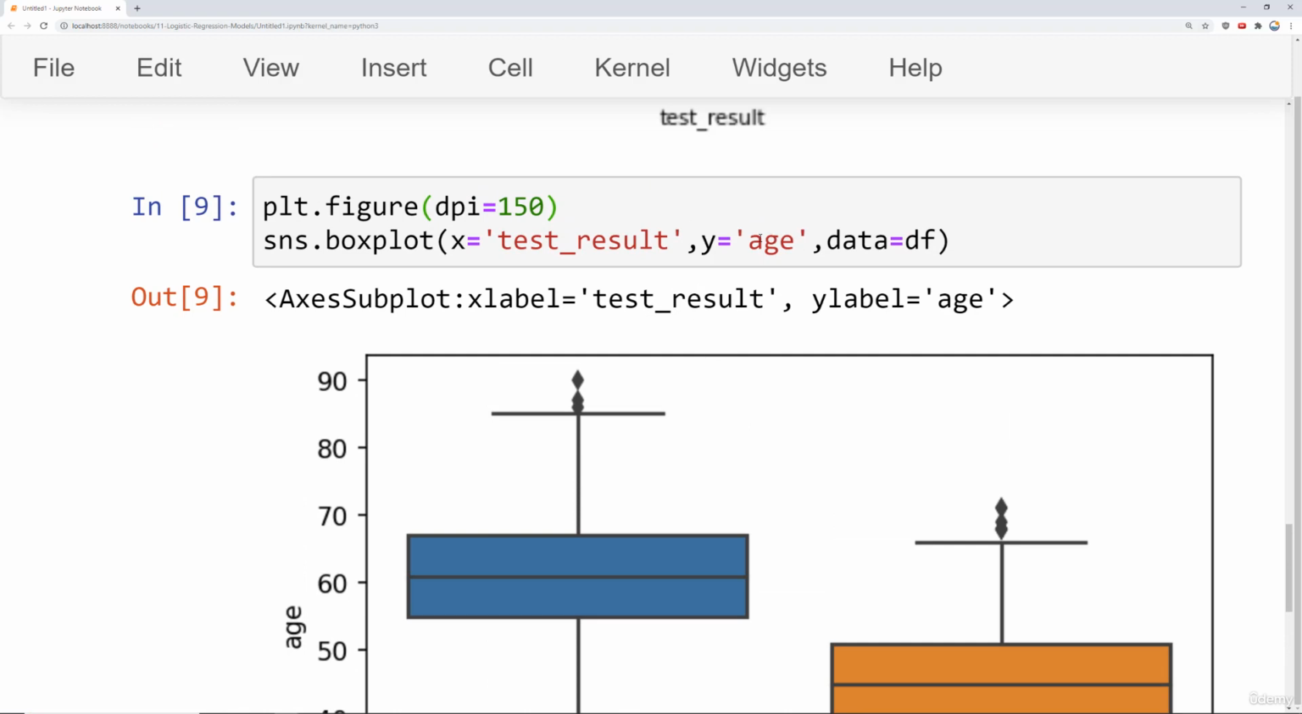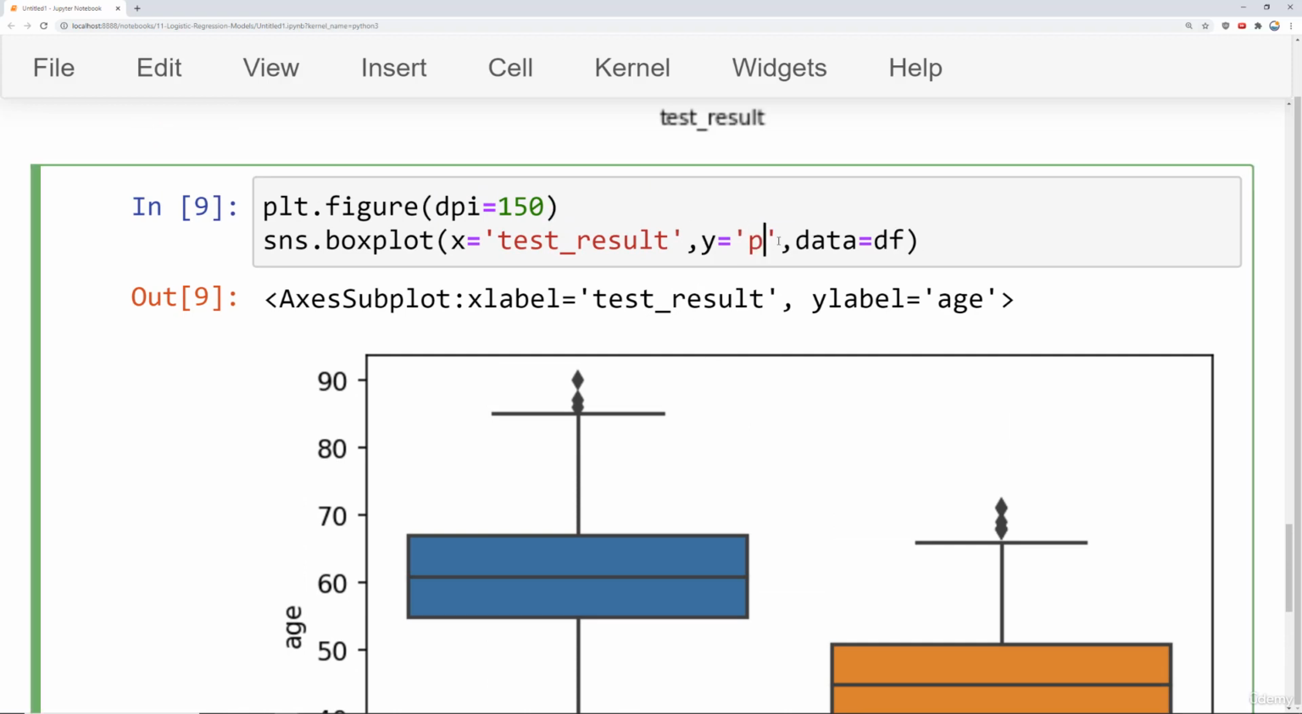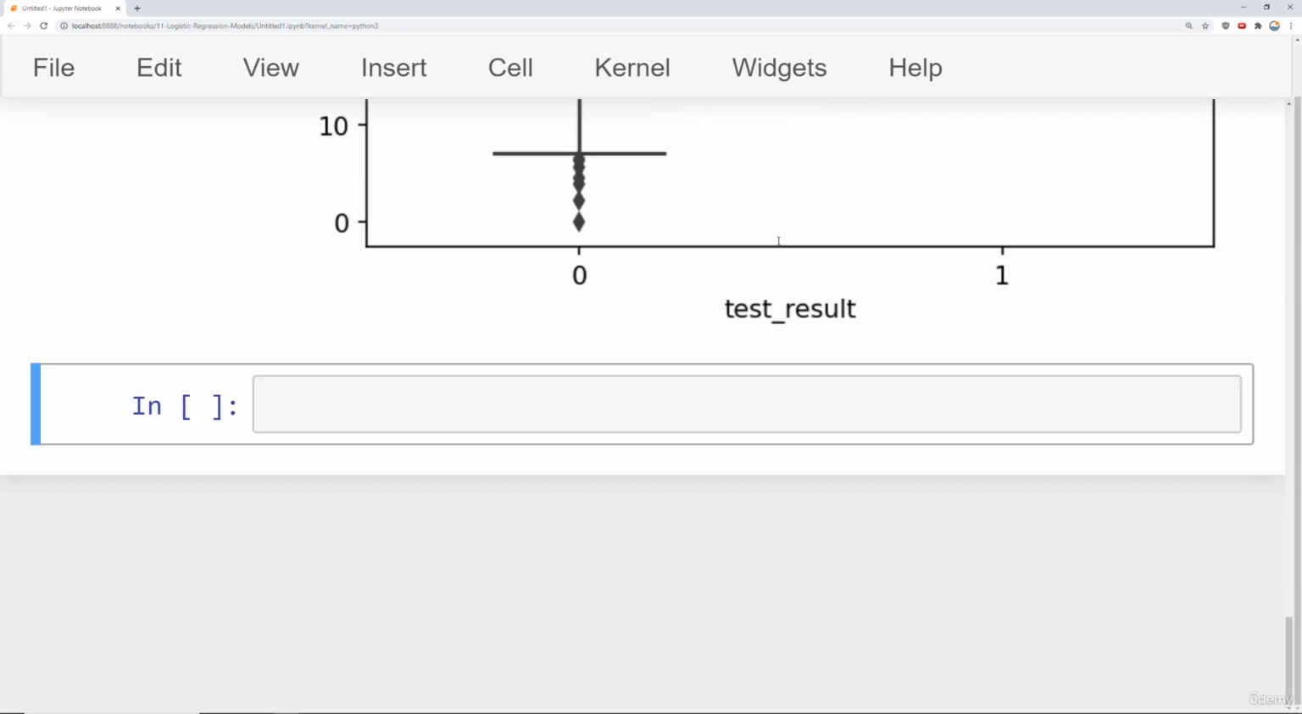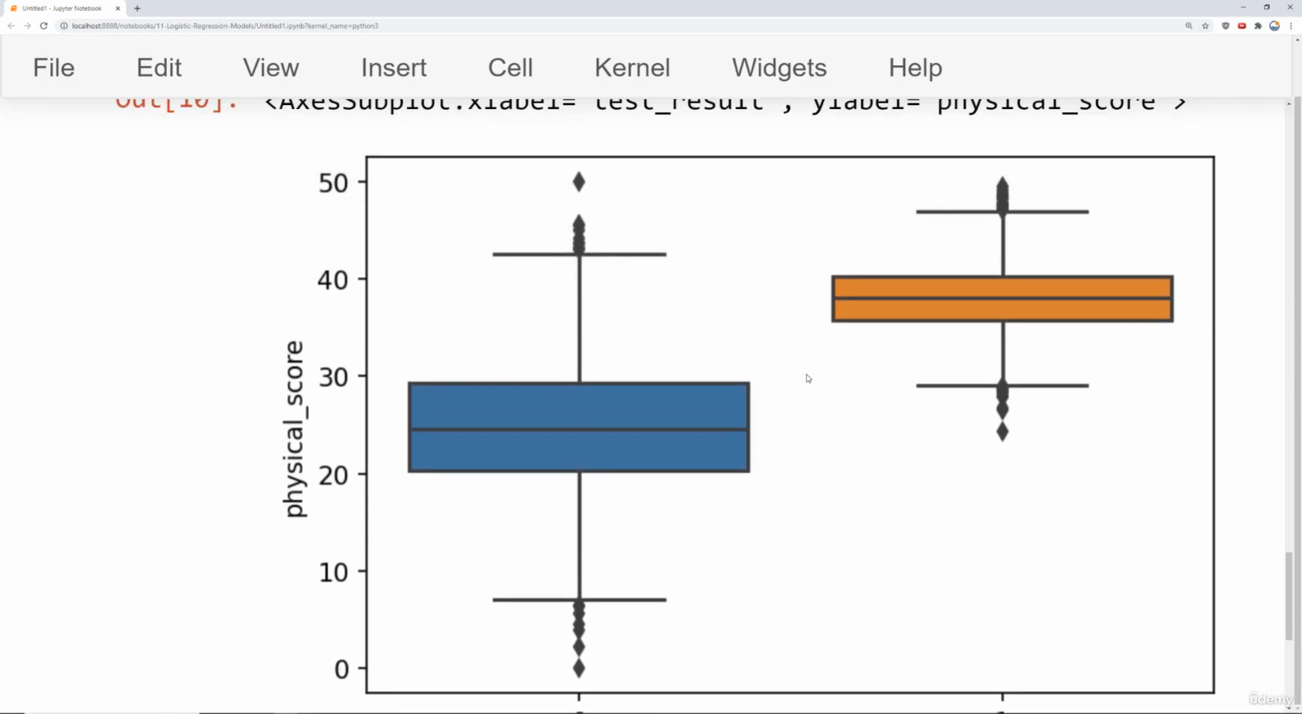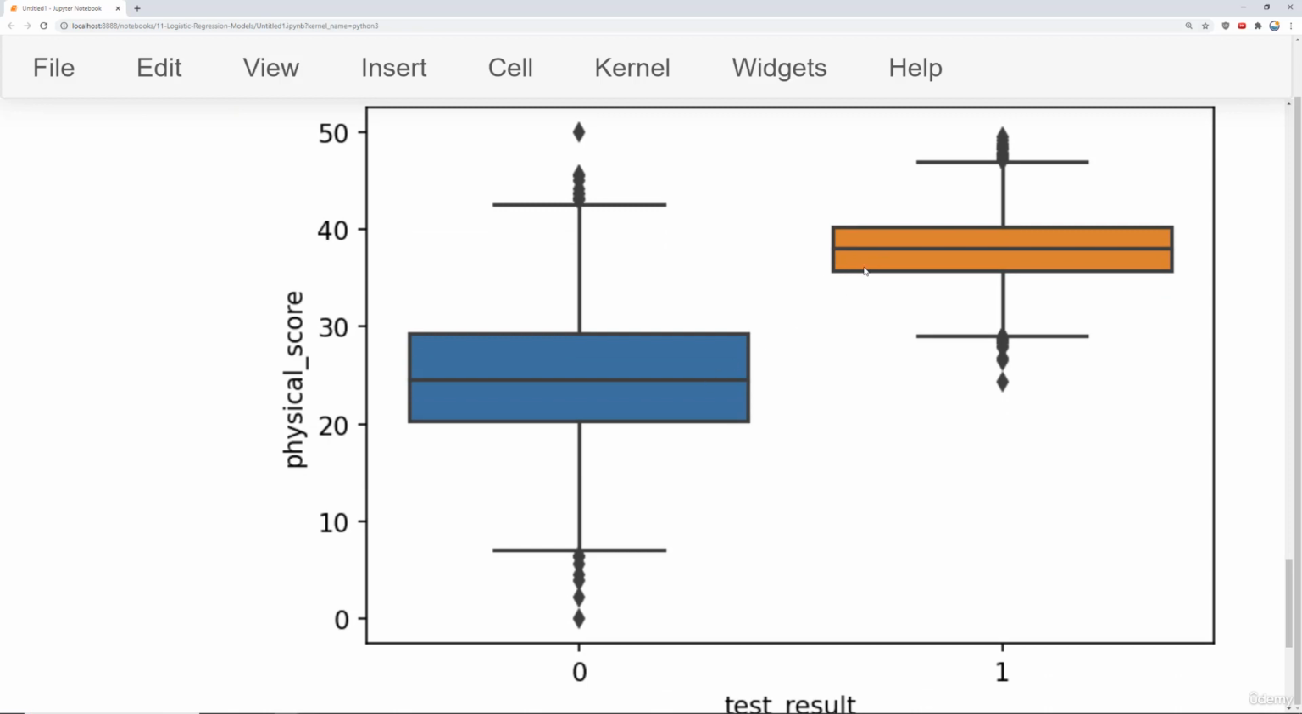So we can come back up here and change Y from age to the physical score column. So this is the physical fitness of someone, and let's see the relationship here. And again, this is actually an even sharper contrast. So it looks like you have a really wide distribution on the physical score for people that don't pass the test. However, if you have a very high physical score, it's extremely likely that you're going to pass the test. So notice here again the distributions of the physical scores for people that pass the test. They all tend to be scoring really high physically.